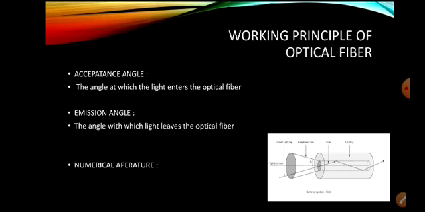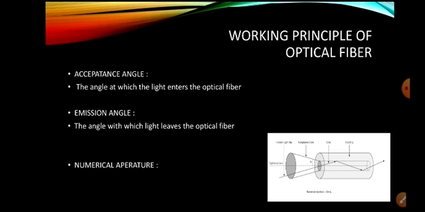At the other end of the optical fiber, light energy emits out from the optical fiber. The angle at which the light emits out from the other end of the optical fiber is called the emission angle. So the angle at which the light enters the optical fiber is called the acceptance angle, and the angle at which the light leaves the optical fiber is called the emission angle.